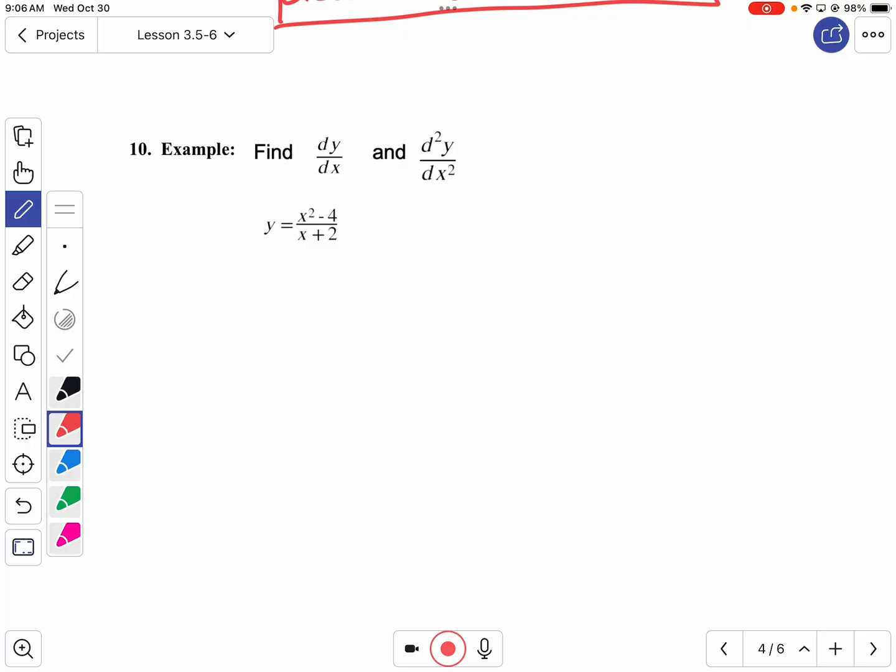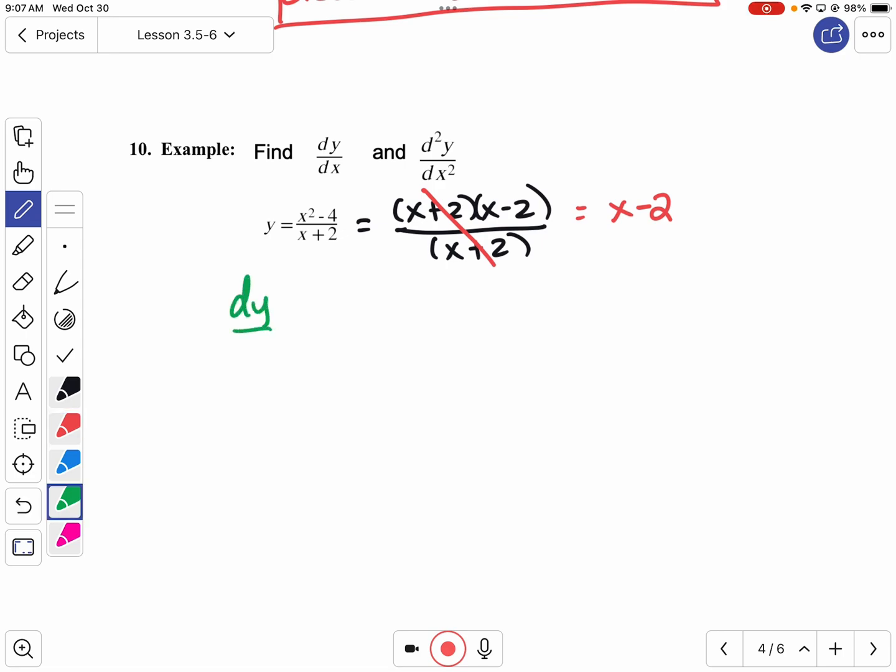Do you notice anything about this rational function that we could work on before we started taking a derivative? Yeah, it's a difference of squares up there at the top. So could we rewrite y as x plus 2 times x minus 2 over x plus 2? Yep, we sure could. And I end up with y is the same thing as x minus 2. That's a lot easier to take a derivative of. Would you agree?